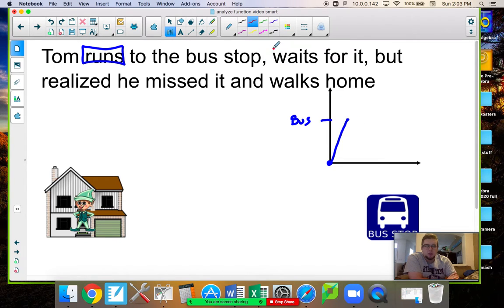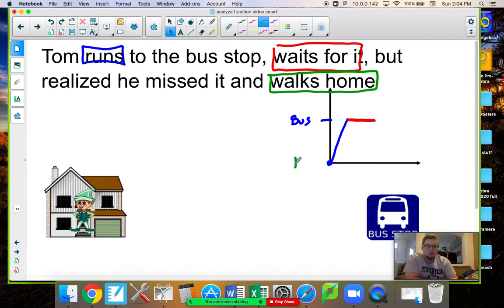The second part of the story, he's going to wait for a bit. Now while he's waiting, time is just clicking away, but he doesn't get any further or closer to his house because he's at the bus stop. So this is him waiting for it. This last part, where he walks home, since he's walking, not running, has to be less steep than this first line. And since he's walking home, he's losing distance.